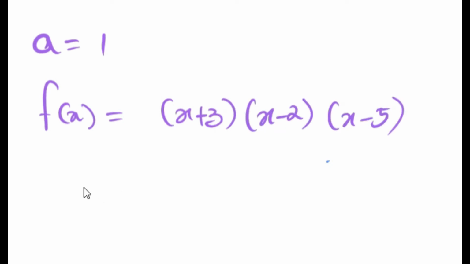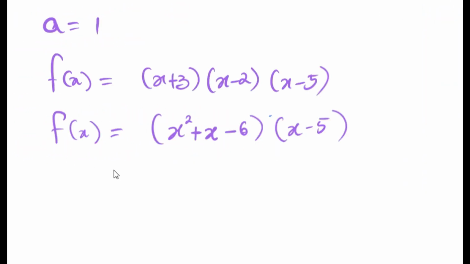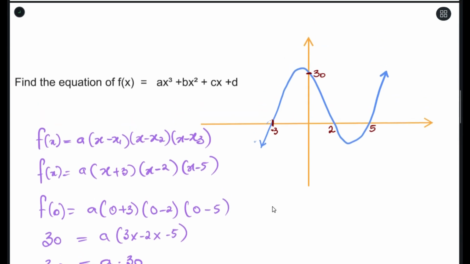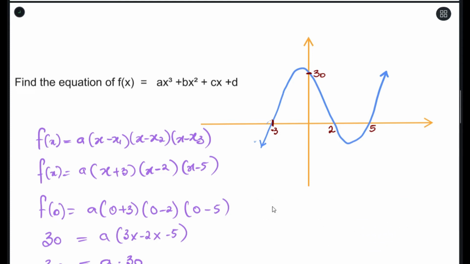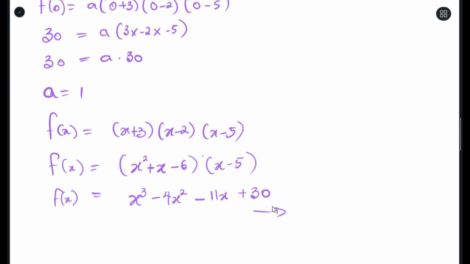So all we need to do is expand. Let's start with the first two brackets. Then we expand one more time. And this would be the equation of our cubic function. This is exactly how you can have your cubic graph, and you're given your values for your x-intercepts, and you can convert it into a cubic equation. That's it.